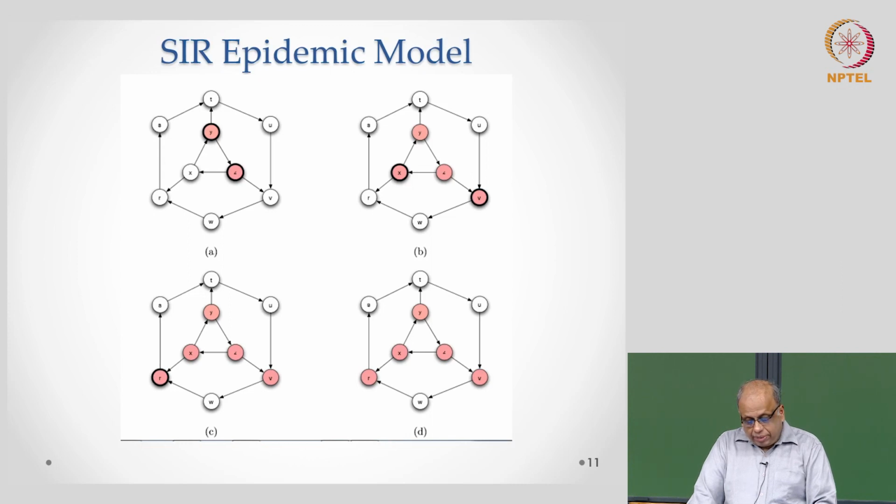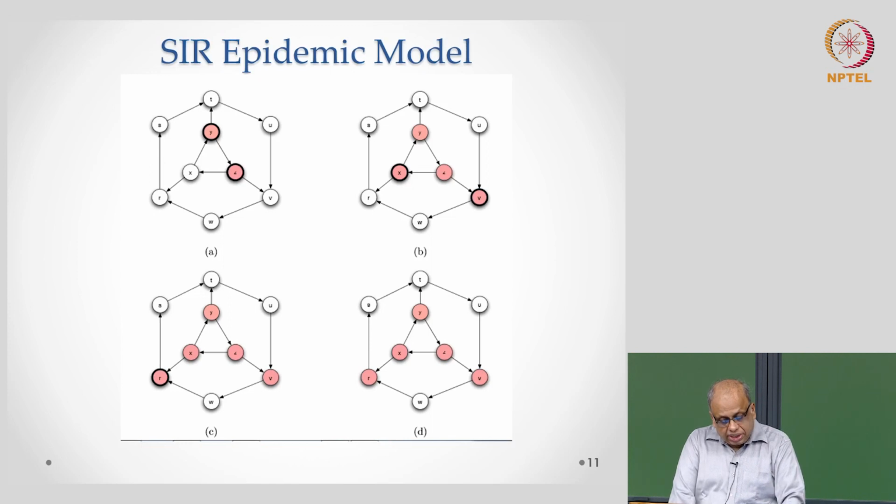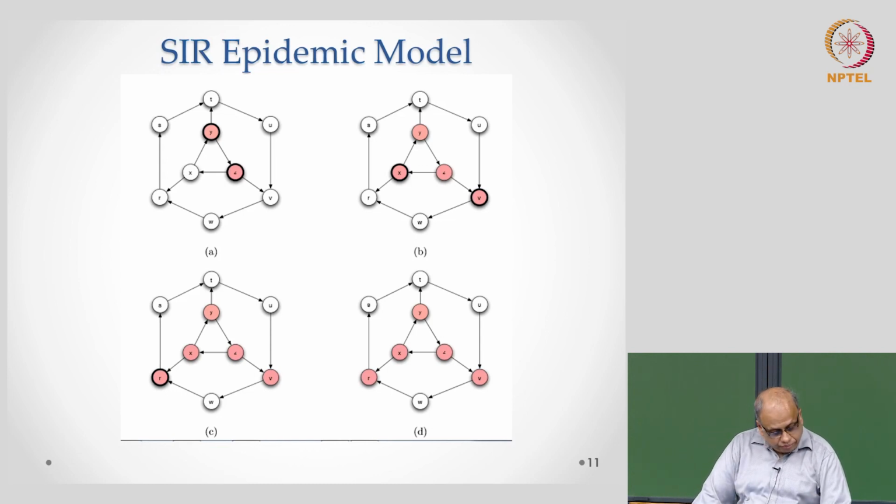So this is an SIR epidemic model, showing how it's spreading. Initially we have 2% Y and Z that are infected, and then they spread it to X and U, and so on. So this disease is passing through multiple nodes like this. Okay.